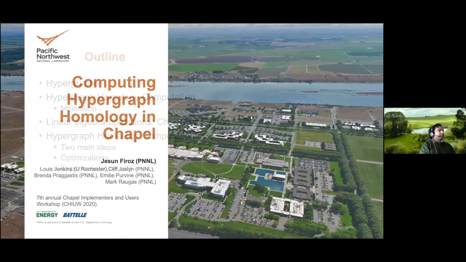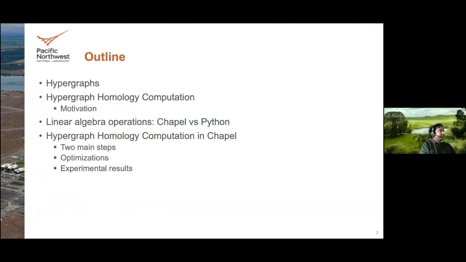So the outline of my talk is, first I'm going to talk a little bit about what hypergraph means, and then I will talk about what hypergraph homology computation means and what the motivation of doing this work is. Then I will briefly talk about a comparison between implementing linear algebra operations in Chapel versus Python. Then I will go into a little more detail about how we implemented our hypergraph homology computation in Chapel. There are two main steps there that I will discuss, then the optimizations we did, and I will briefly discuss our experimental results.